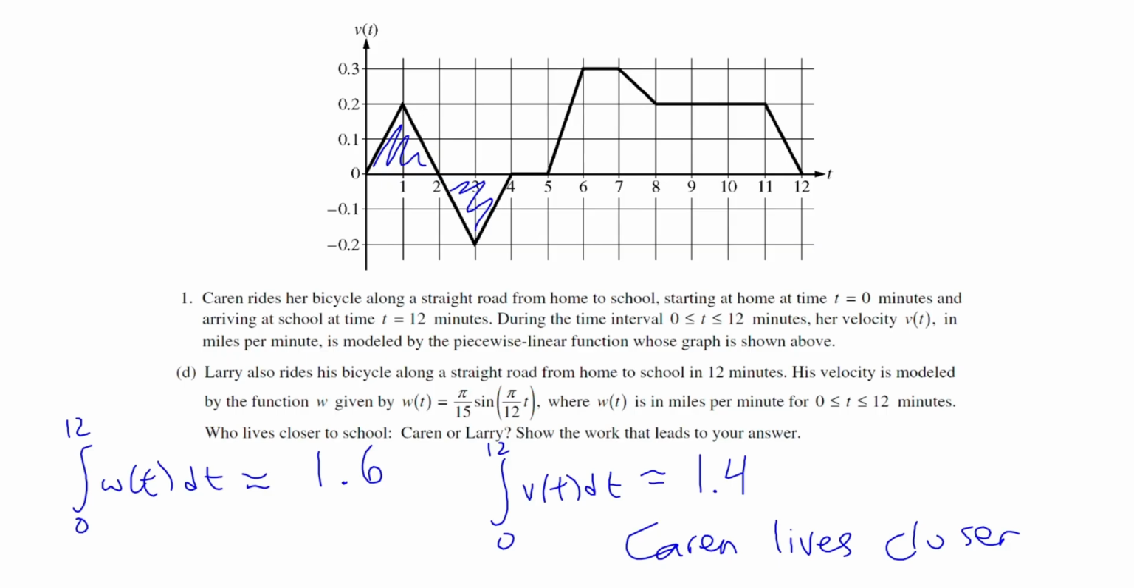1 for just setting up an integral of Larry's velocity, 1 for Larry's distance, and then 1 for her distance with the conclusion that she is closer. And that is the end of this motion FRQ number 1 from the 2009 AP Calculus AB exam.